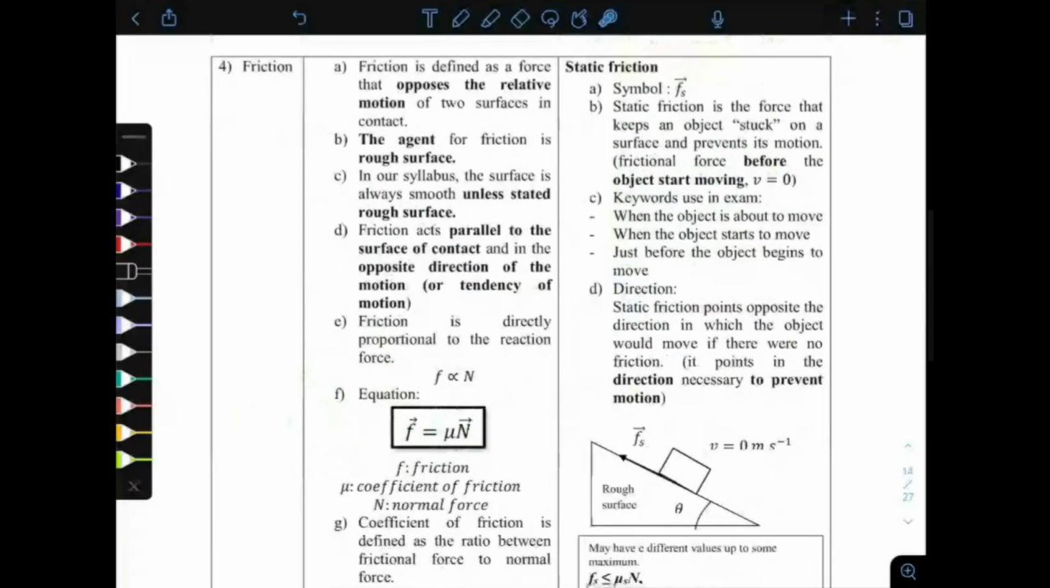Alright. Next we are going to look at friction. Friction adalah force keempat kita. Friction is defined as a force that opposes the relative motion of two surfaces in contact.